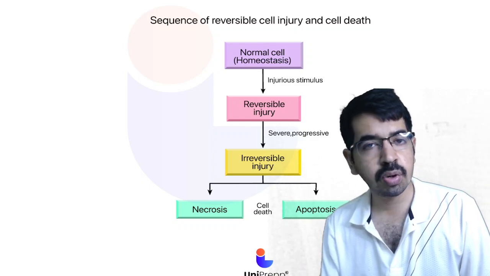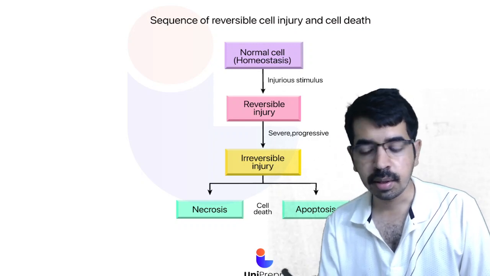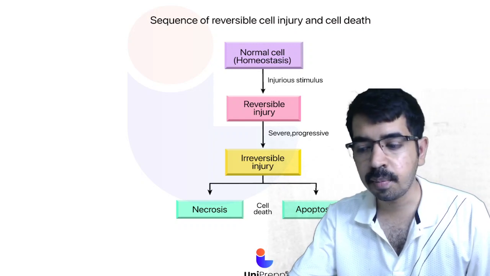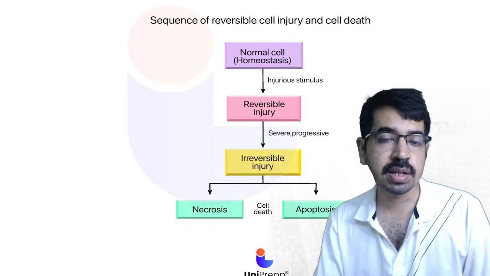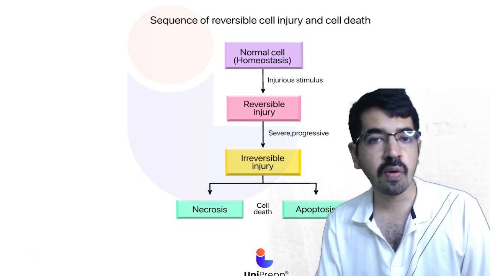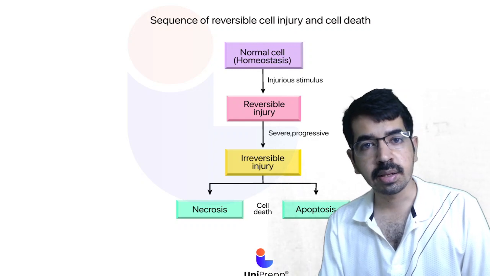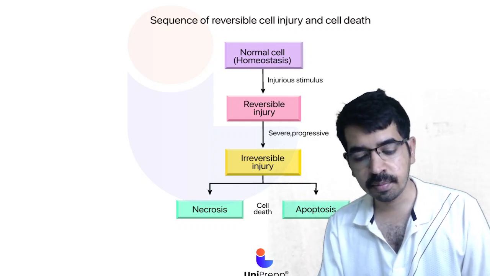Suppose there is an injurious stimulus or stress. The cell tries to adapt. The adaptations include hyperplasia, increase in number of cells, hypertrophy, increase in size of the cell, atrophy, loss of cell substance, and metaplasia, change from one adult epithelial type to another adult epithelial type.